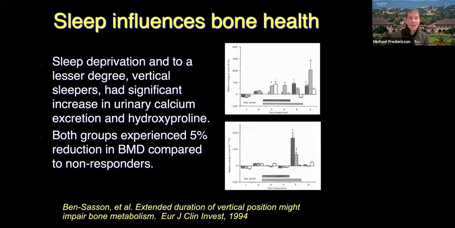The sleep deprivation, and to a lesser degree, sleeping vertically, had those athletes show a significant increase in their urinary calcium excretion, as well as hydroxyproline. And in just 7 days, they had a 5% reduction in their bone mineral density. Now, the good news is when you correct this, it quickly does restore itself. But it tells you it doesn't take that long to see these types of changes in your bone.